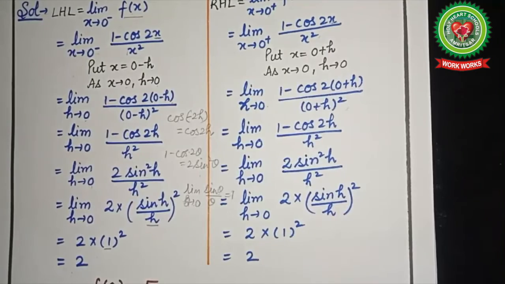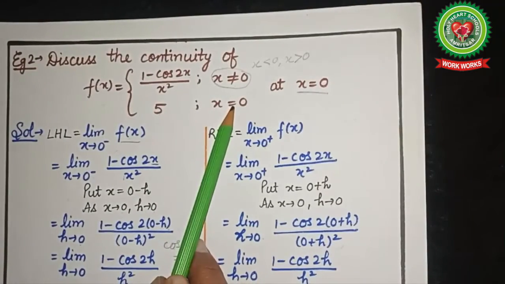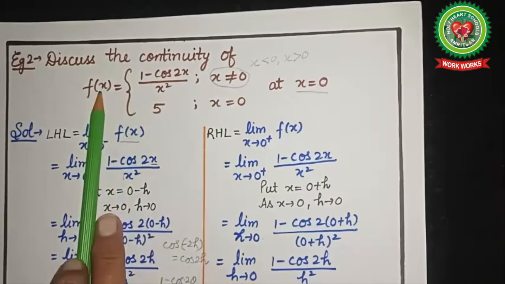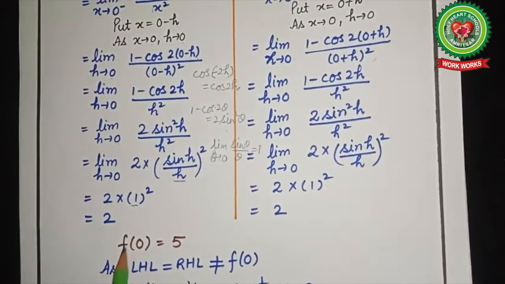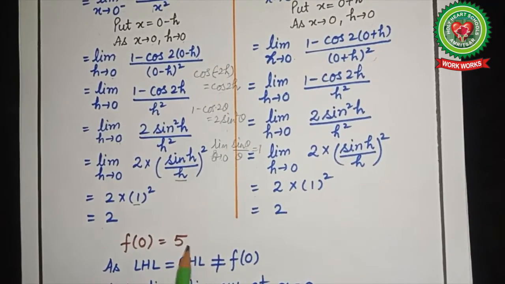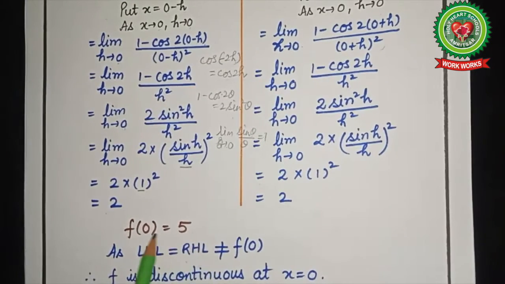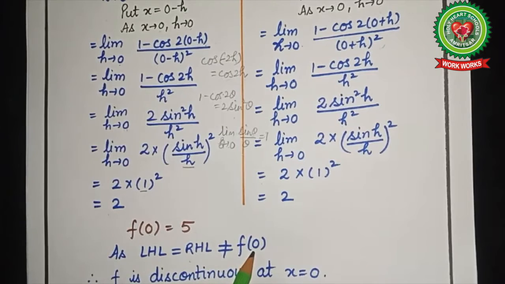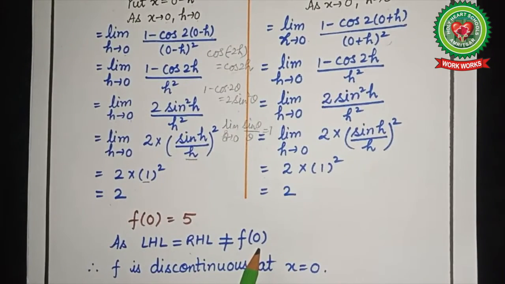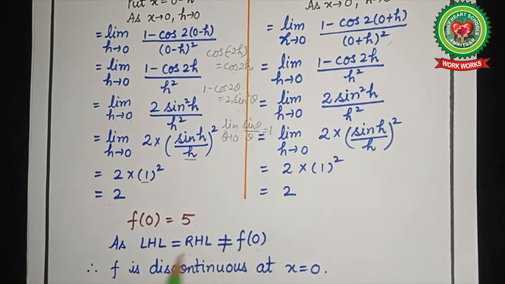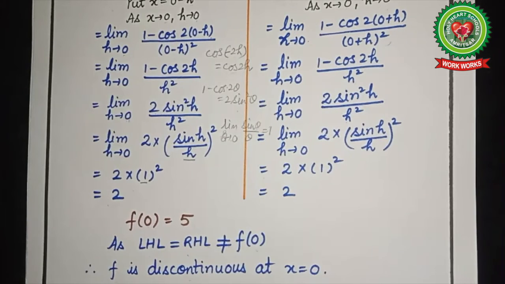Now we have to check the value of the function at 0. From the statement you can see that when x is equal to 0, the value of the function is 5. So we get f(0) is equal to 5. Now left hand limit and right hand limit are equal, but the value of the function is not the same at 0. So it is not equal. As these three values are not equal, the function is not continuous. We can say that f is discontinuous at x equal to 0.